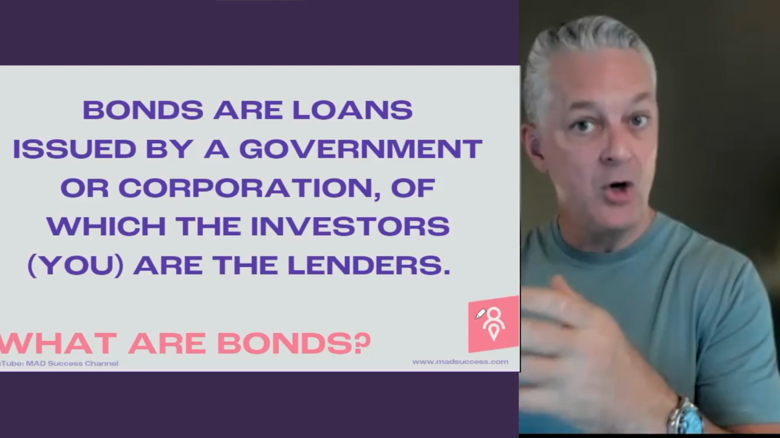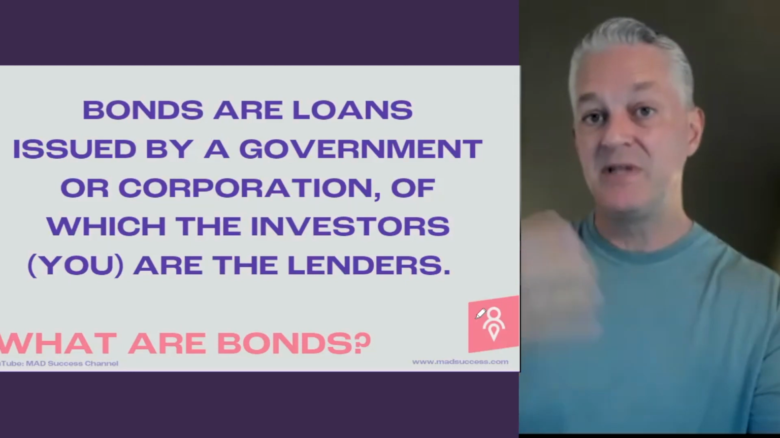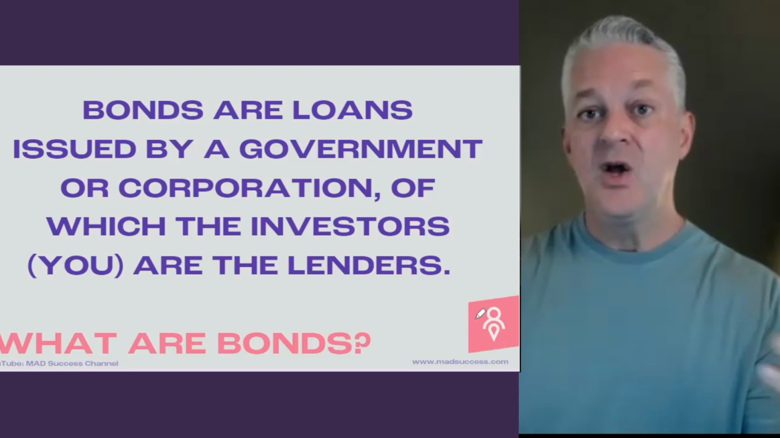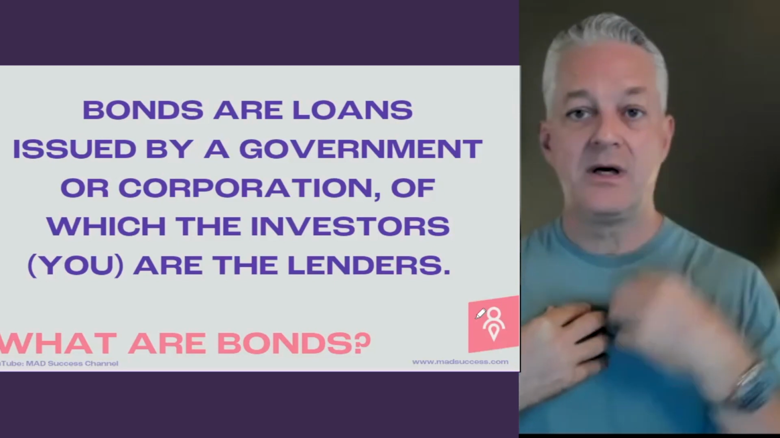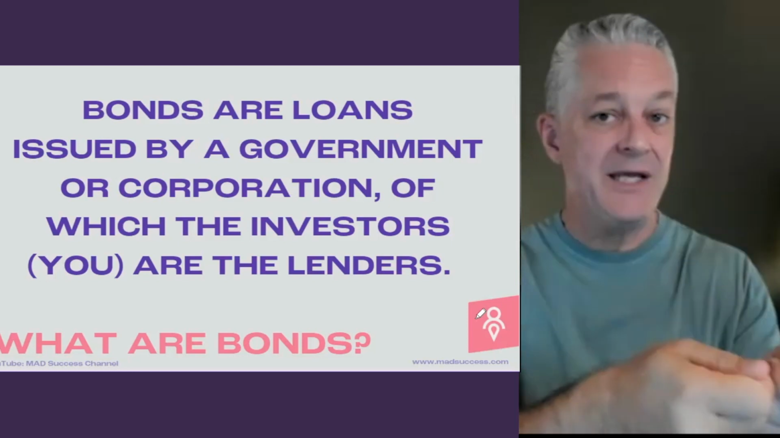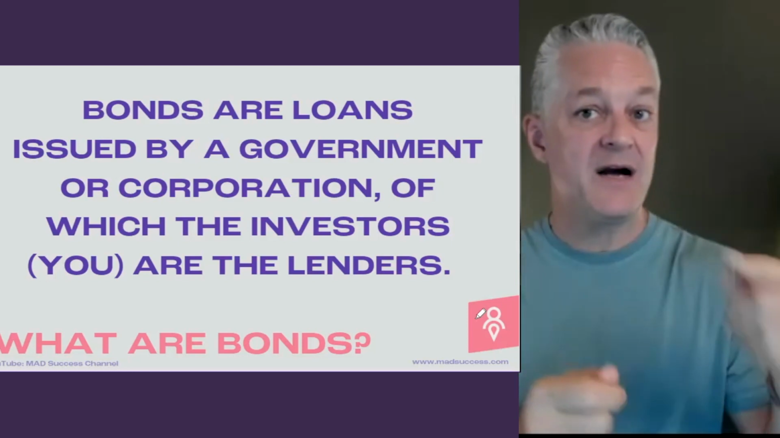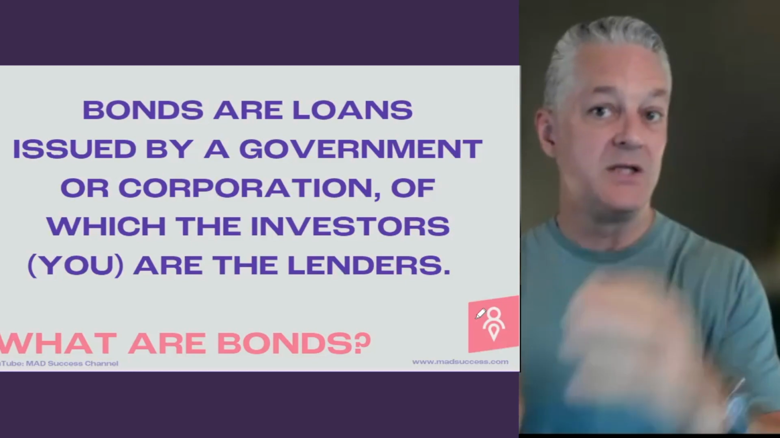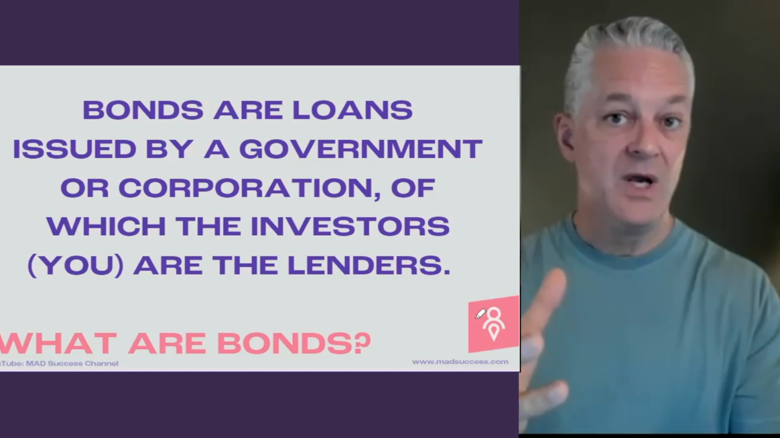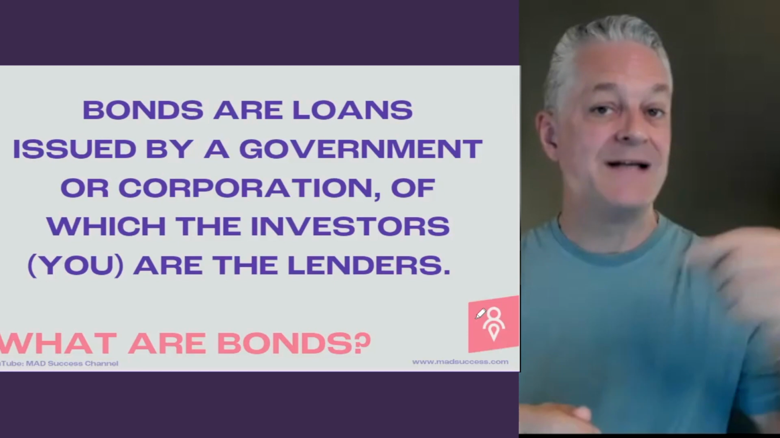Bonds are loans issued by governments and corporates, okay? We, as investors in bonds, actually are lenders. If we put money into a bond, we're lending that government or that corporation our money. A bond is a loan. It's an IOU. So you're lending as an investor.